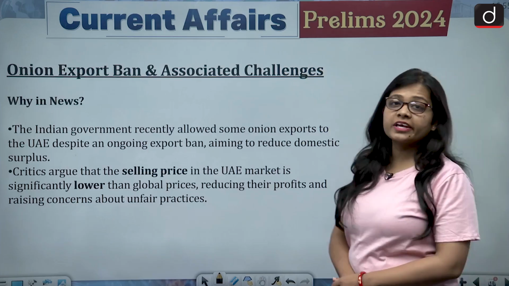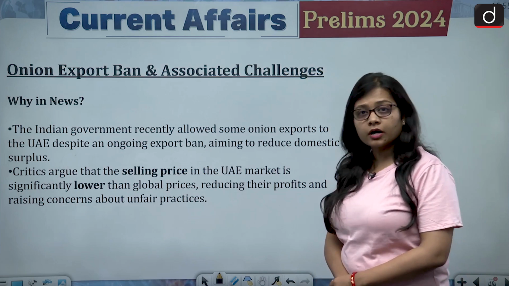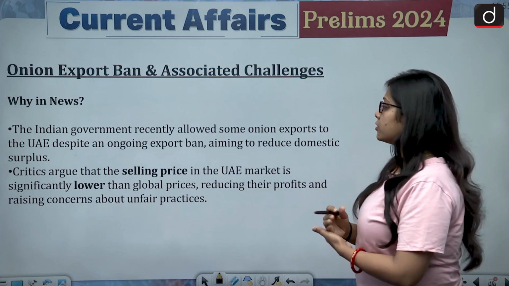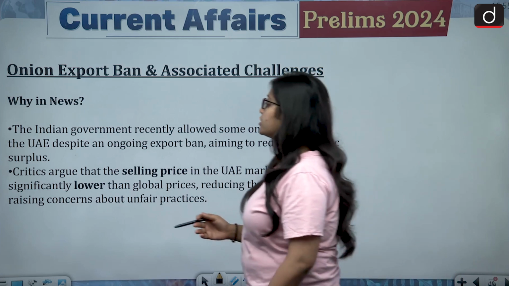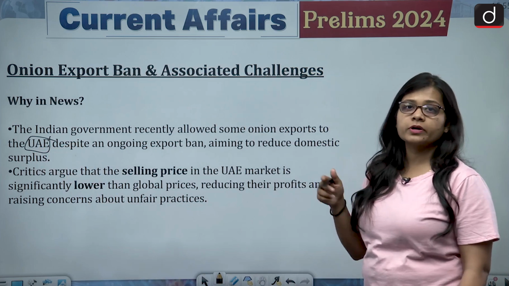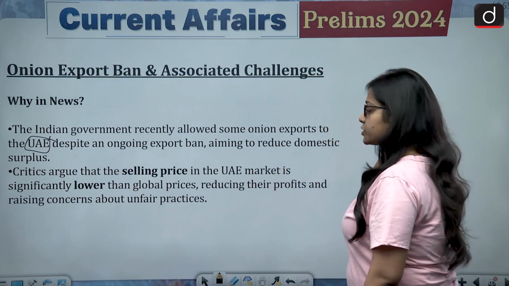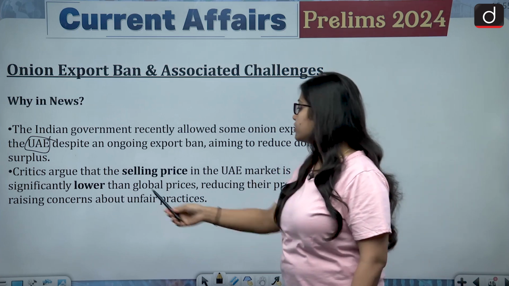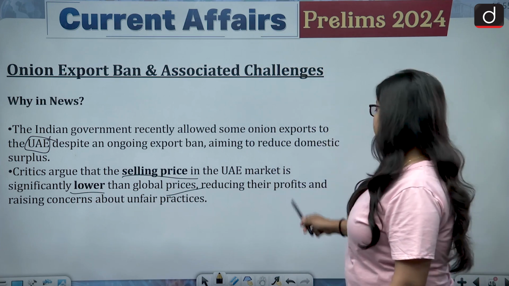Then comes the next topic, onion export ban and associated challenges. With regard to onion, the export ban has been going on for the last few months. The Indian government recently has allowed some onion exporters to export onions to UAE despite an ongoing export ban, aiming to reduce domestic surplus. Critics have argued that the selling price in the UAE market is significantly lower than the global price, which is reducing their profit margins.